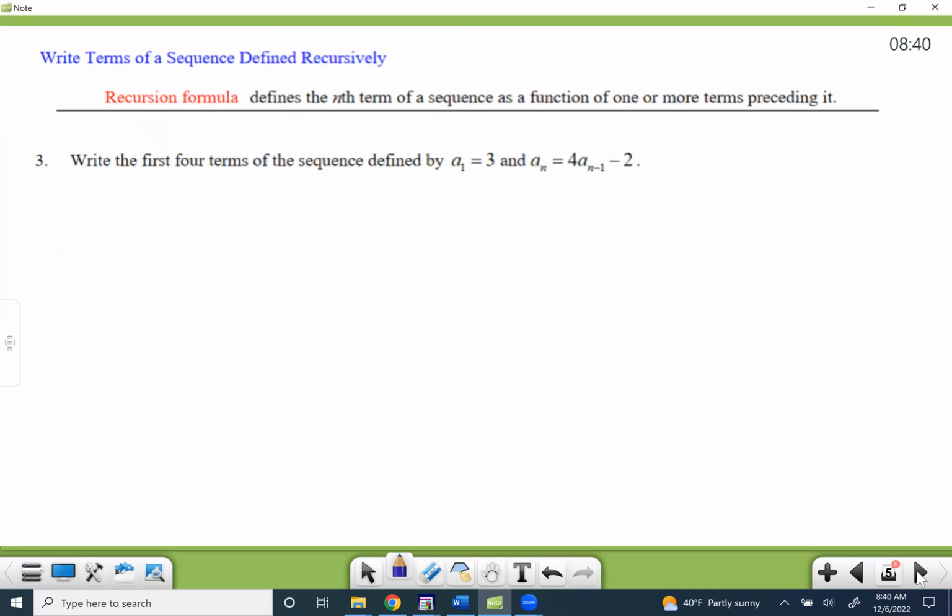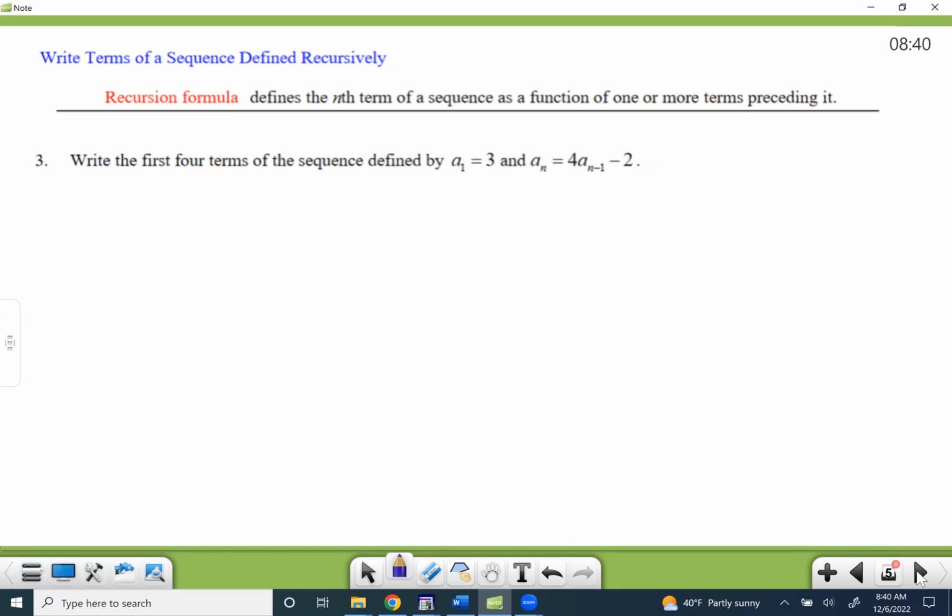Okay. Write the first 4 terms of the sequence defined by blah, blah, blah. Okay. So the first formulas that we were looking at to generate our sequence are what we call explicit formulas. And those are the best. Those are the ones where you can find the 100th term really easily. You just plug in 100, okay?